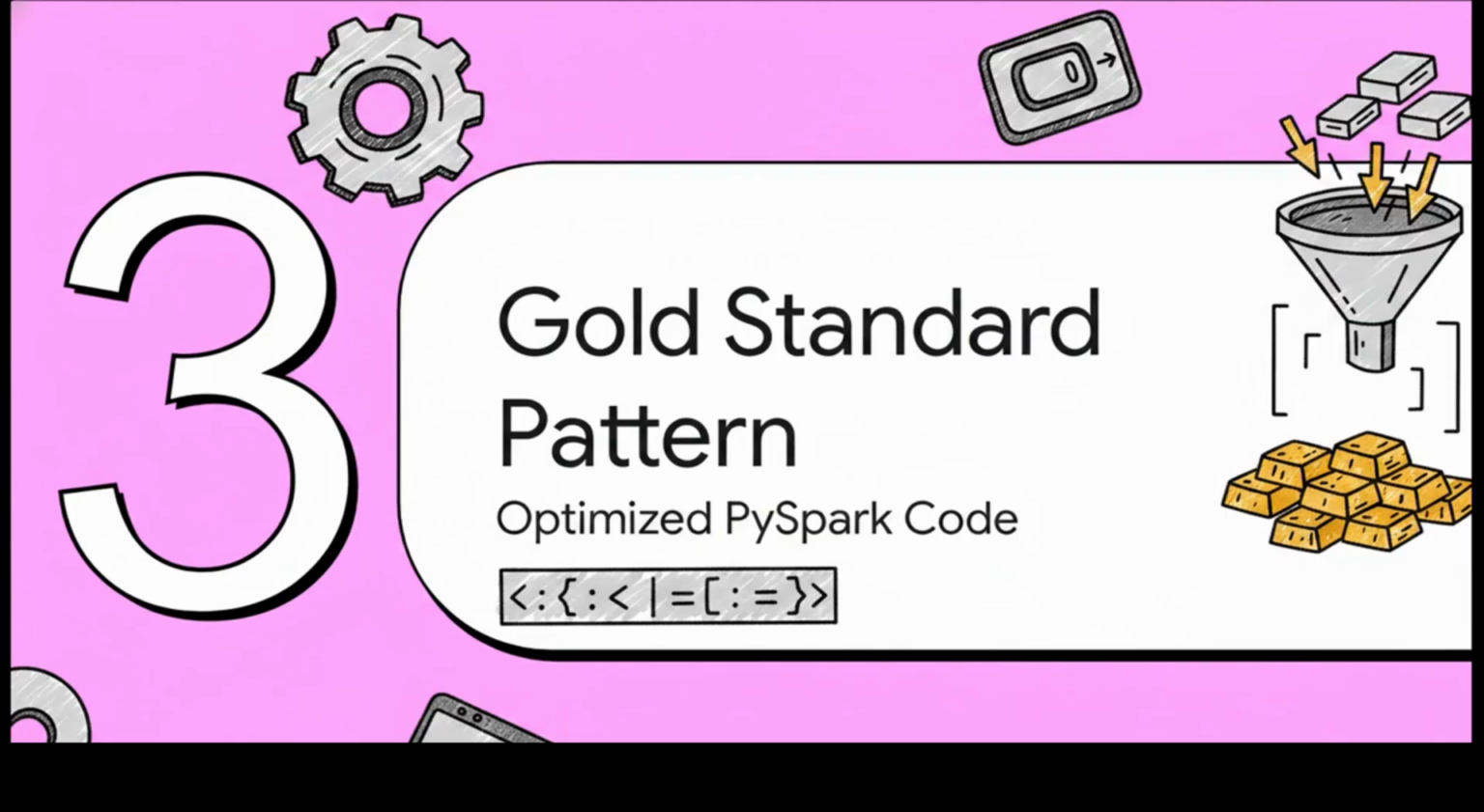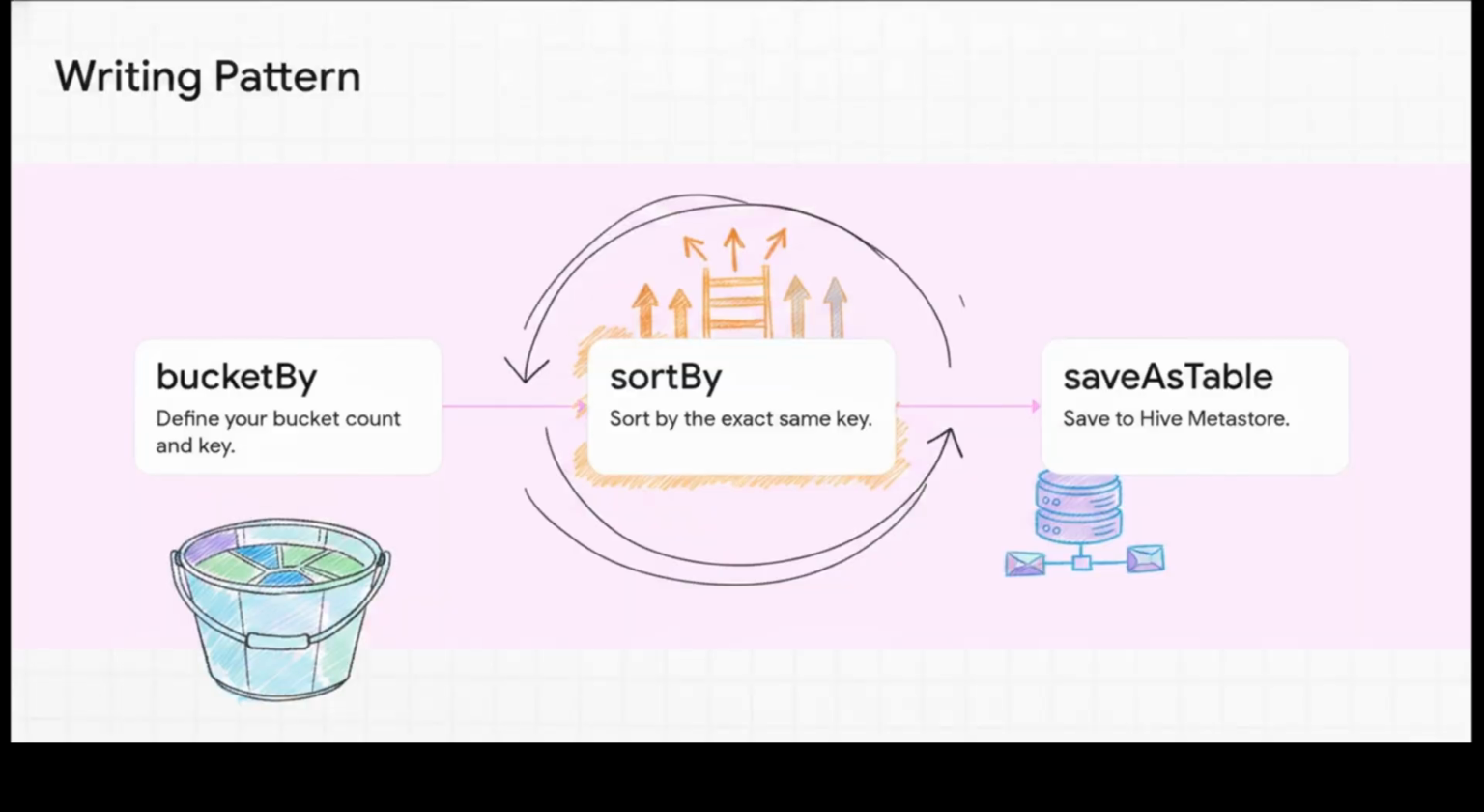All right, Section 3, the gold standard pattern, how to actually write optimized PySpark code. This is where the rubber really meets the road. Here's the step-by-step pipeline logic you need. Step 1, you write df.write.bucketBy, and you define your bucket count and your key, something like department_ID. Step 2, you chain that with a .sortBy on that exact same key. And finally, Step 3, you end with .saveAsTable.